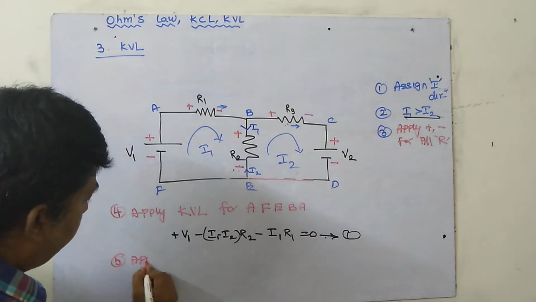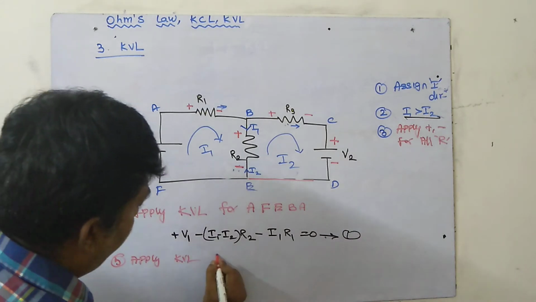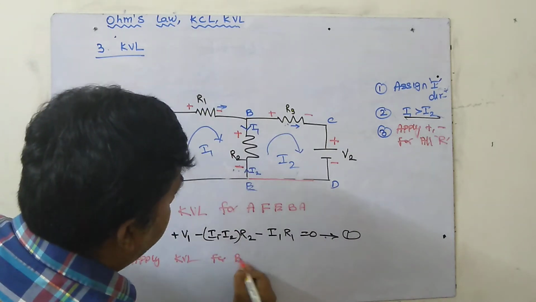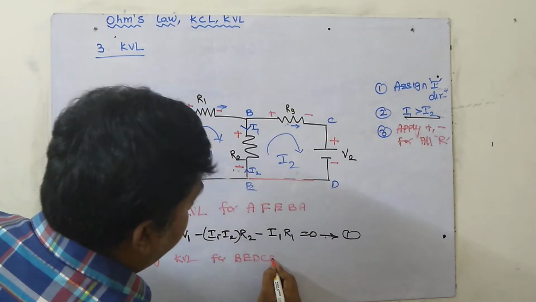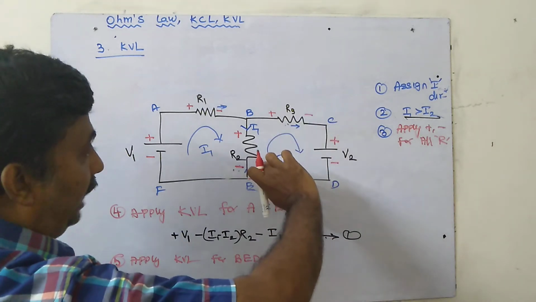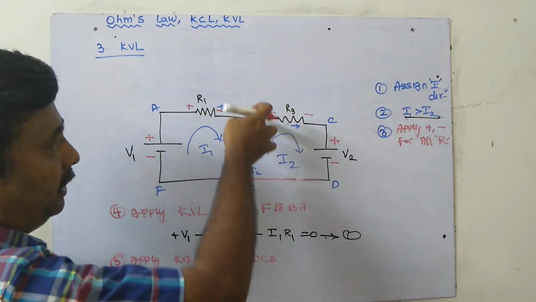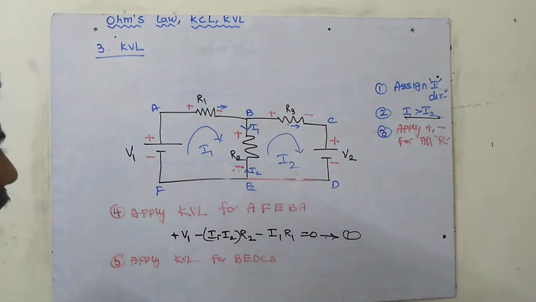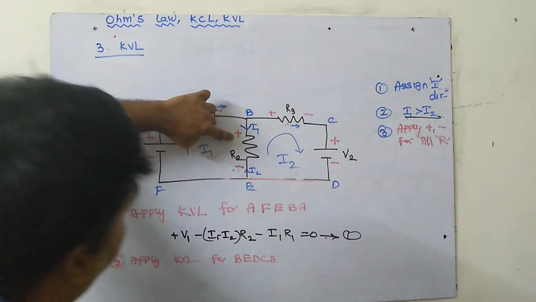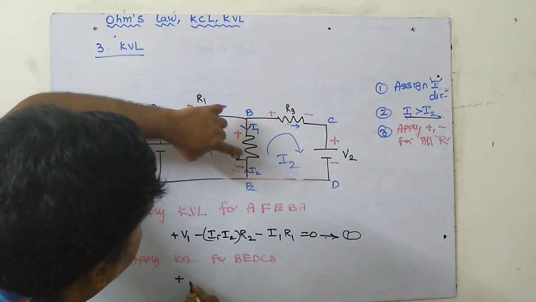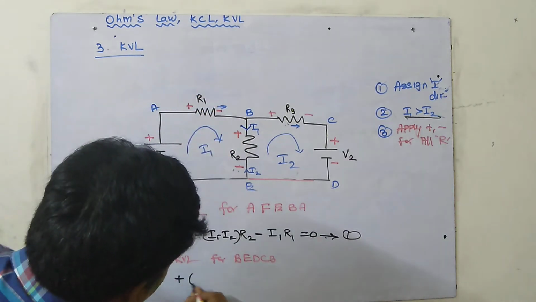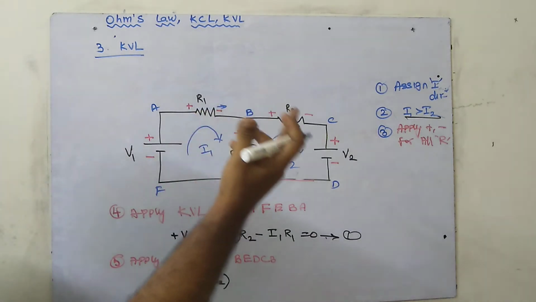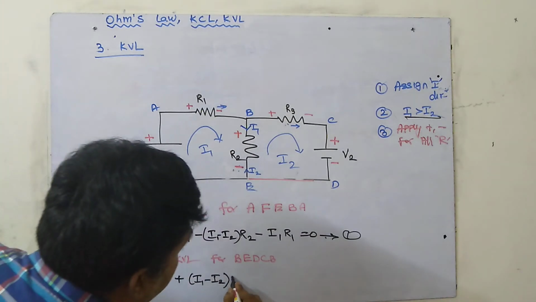Then the fifth step, apply KVL for this loop, this mesh B E D C B. I am applying it in the anti-clockwise direction. Assuming the current direction is clockwise, I am still applying KVL in the anti-clockwise direction. I am starting from B, and plus is coming first. What is the current flowing through R2? It will always be I1 minus I2, because we have assumed I1 is greater than I2, into R2.